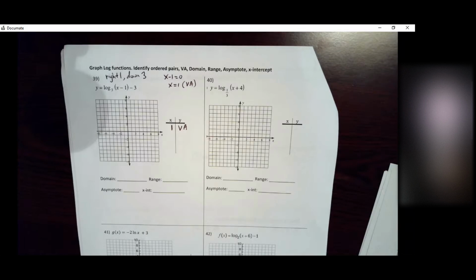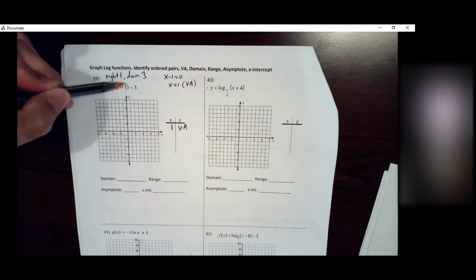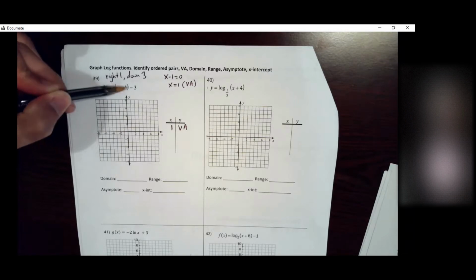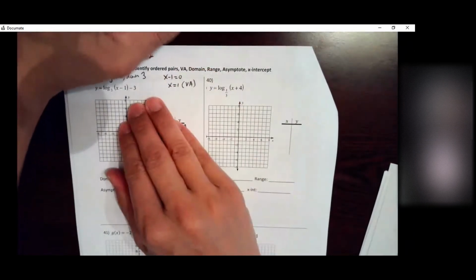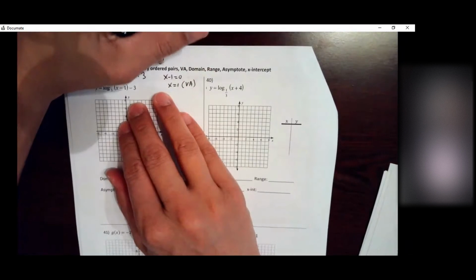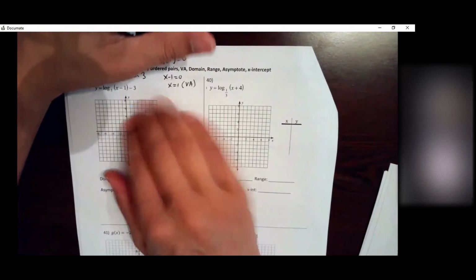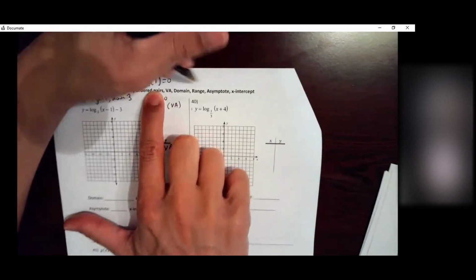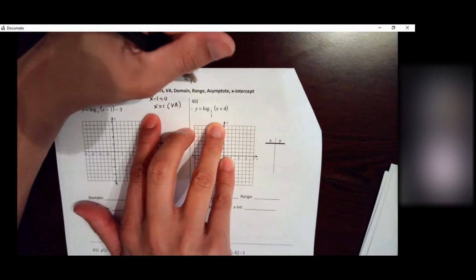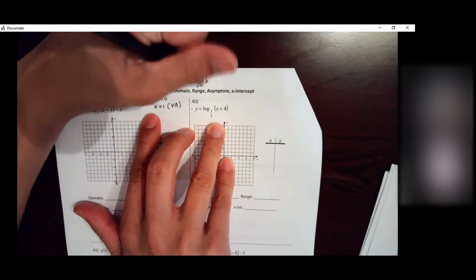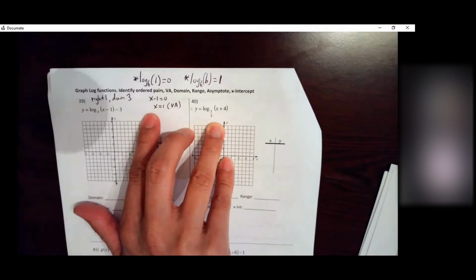So now we have to do the thing where, for it to equal 0... well, not equal to 0, but equal to what? We have a couple of properties we're going to be working with. Log base b of 1 is equal to 0. That's a nice property there. And also, log base b of b is equal to 1.